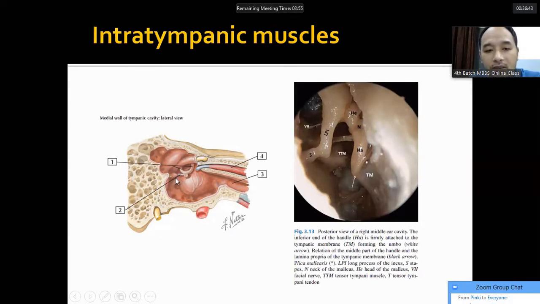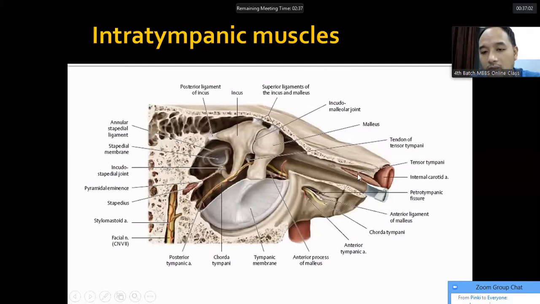Similarly, the stapedius muscle arises from the pyramidal process. This is the tendon, which attaches to the neck of the stapes. This is the stapedius muscle. Now again in this picture, this is the tensor tympani muscle traveling above the Eustachian tube, from where it hooks around the processus cochleariformis, and the tendon attaches to the handle of the malleus. This is the stapedius muscle, which arises from the pyramidal eminence, and the tendon attaches to the neck of the stapes.